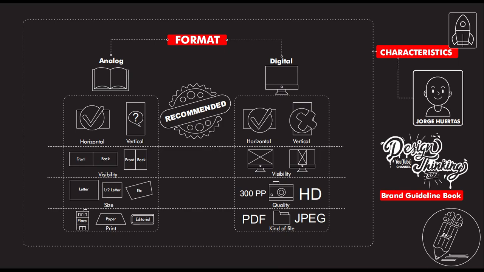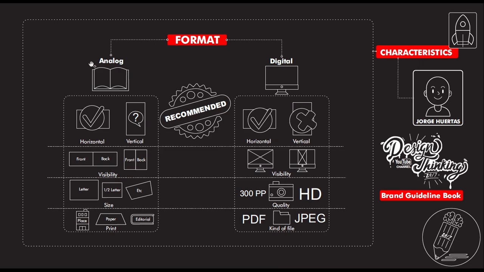Okay, the first thing that we do is the format of the paper. You can use horizontal or vertical. However, if you're going to develop your brand guideline book digital, remember that if you do it vertical, you will be losing almost half of the screen. So I strongly recommend doing it horizontal.